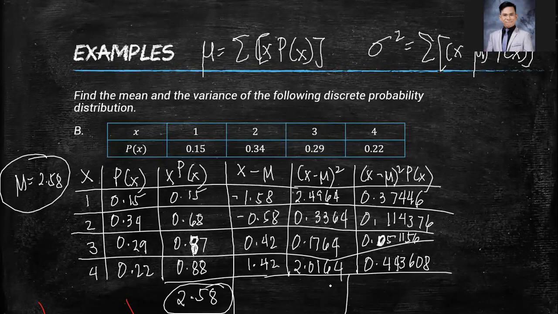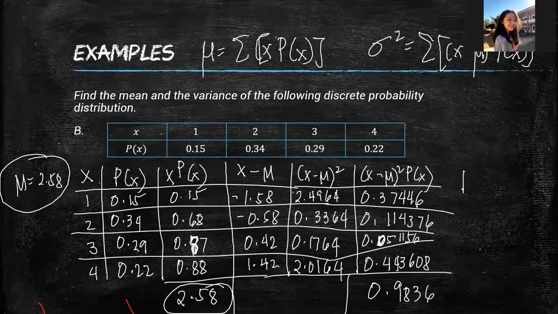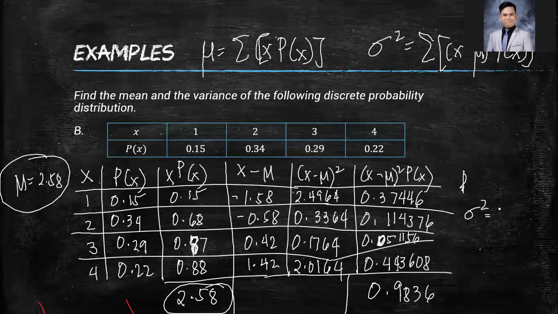0.443608. Pataas ako mag-add. Plus 0.051156. Plus 0.114376. Plus 0.37446. The sum is 0.9836. And this is our sigma squared or our variance, 0.9836. Okay, so congratulations for those students who got the correct answer.